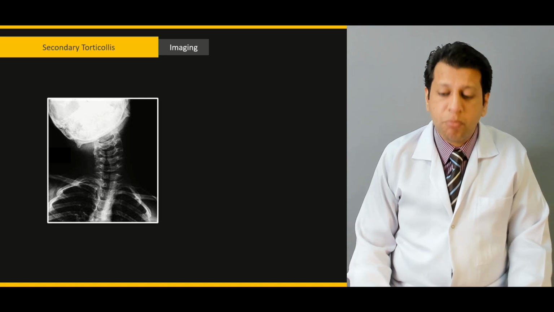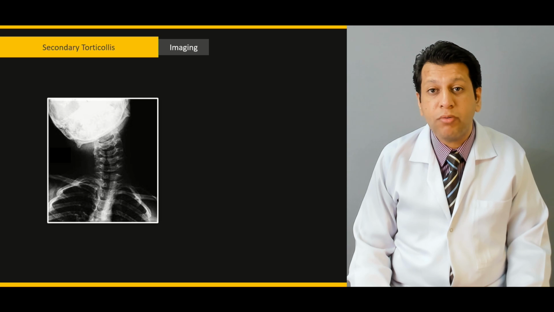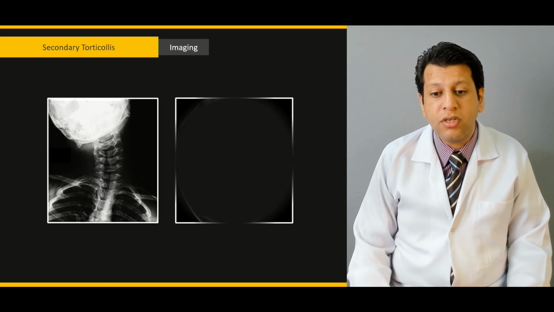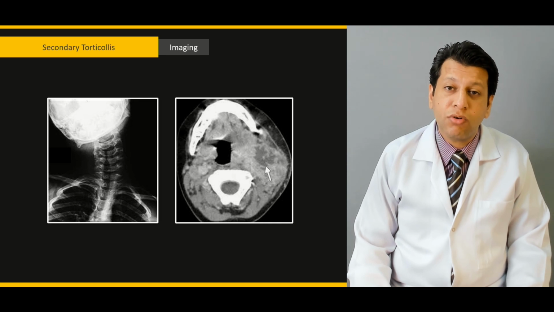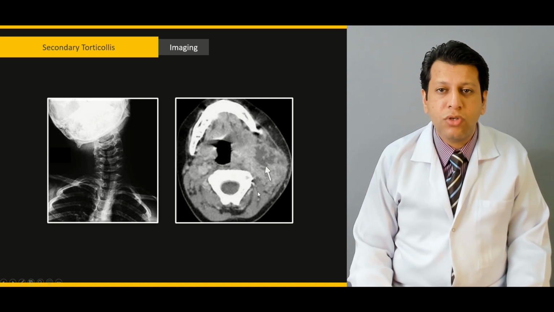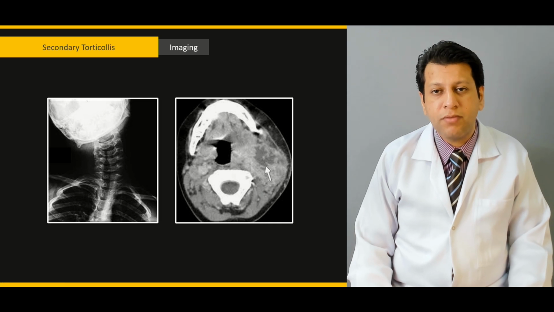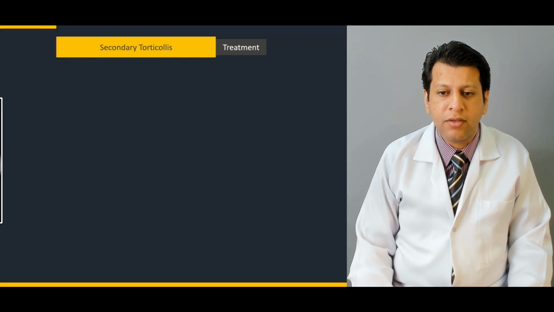So when we get the AP and lateral view, we need to look carefully at the C1 and C2 joint, and then rule out any underlying secondary cause which is actually causing this sort of rotary instability. For example, you can appreciate in this image there's a mass which is actually impinging and leading to tilting of the neck, or eventually torticollis formation.